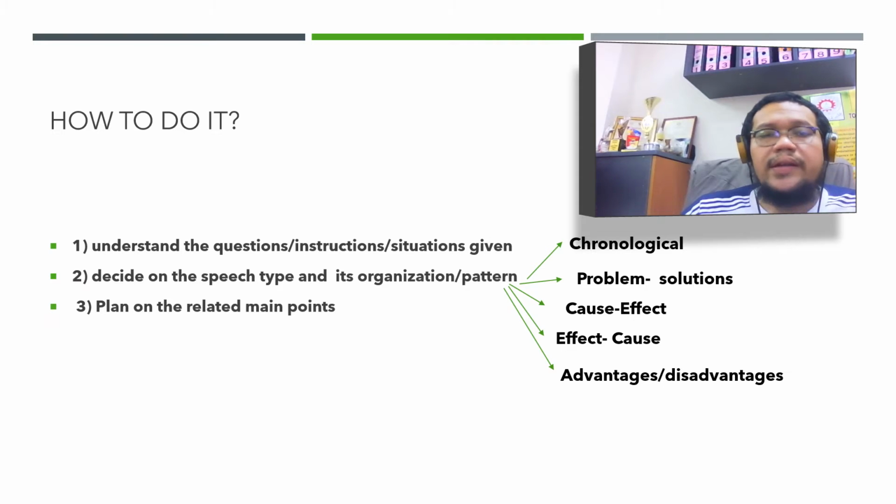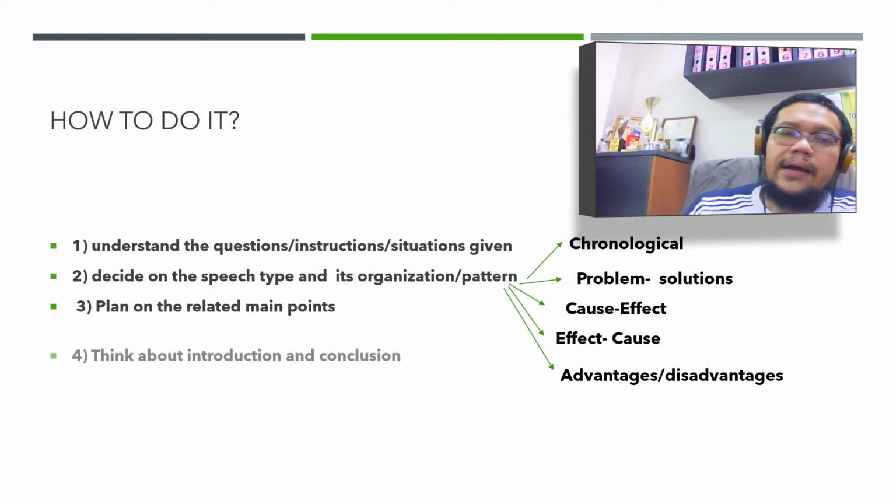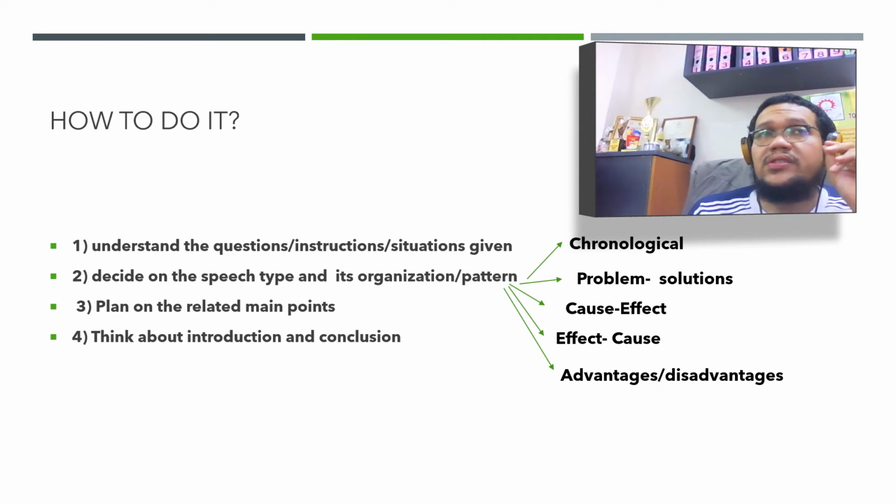Second, after you are clear about your speech organization, you can plan the related main points. In impromptu speech, I think the best is to provide only 3 main points. That's enough. Then think about introduction and conclusion. Introduction is very easy, where you do some sort of greeting, Assalamualaikum and very good morning to the examiner and so on, and then you introduce your topic. For example, today I'm going to talk about the advantages and disadvantages of vaccination of COVID-19.